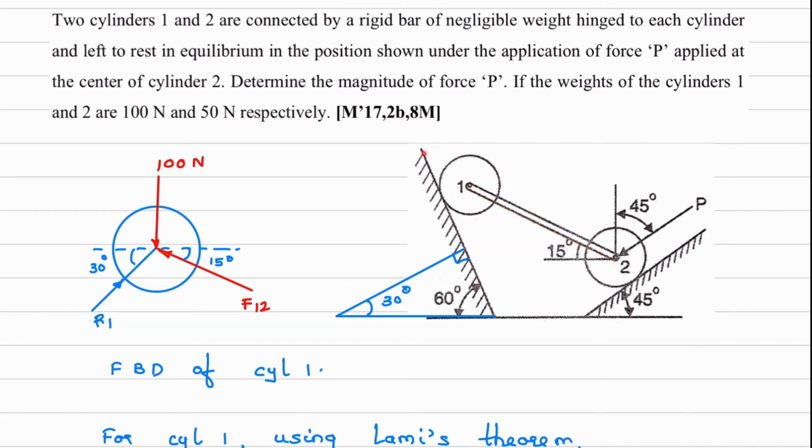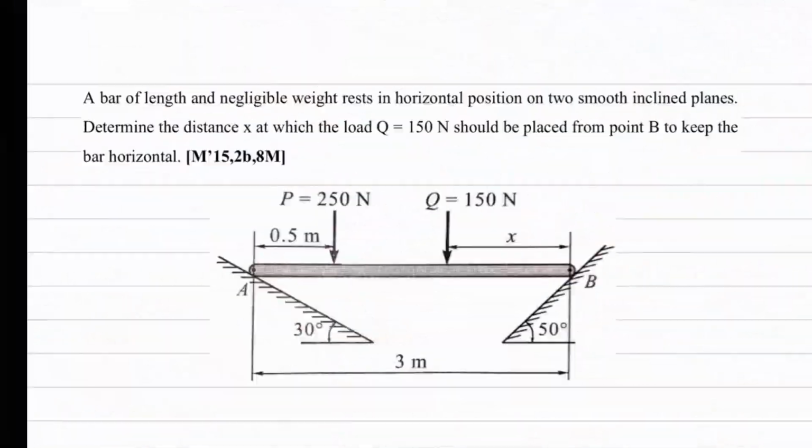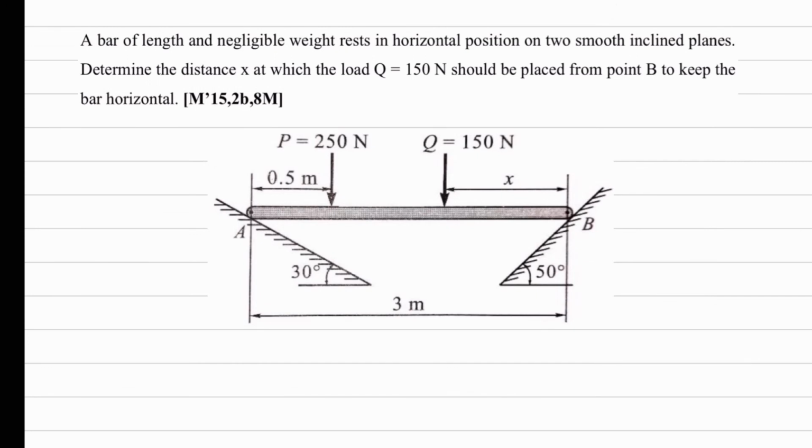Okay, and now since this cylinder C1 is on this inclined surface, it will try to roll in the downward direction. And this cylinder C2 is also on an inclined surface, so it will also try to roll downward. But what we do is we apply this force P such that the complete system is in equilibrium. That is why we calculated what the value of P should be, so that this system is in equilibrium. Okay, so we'll see the next question now.